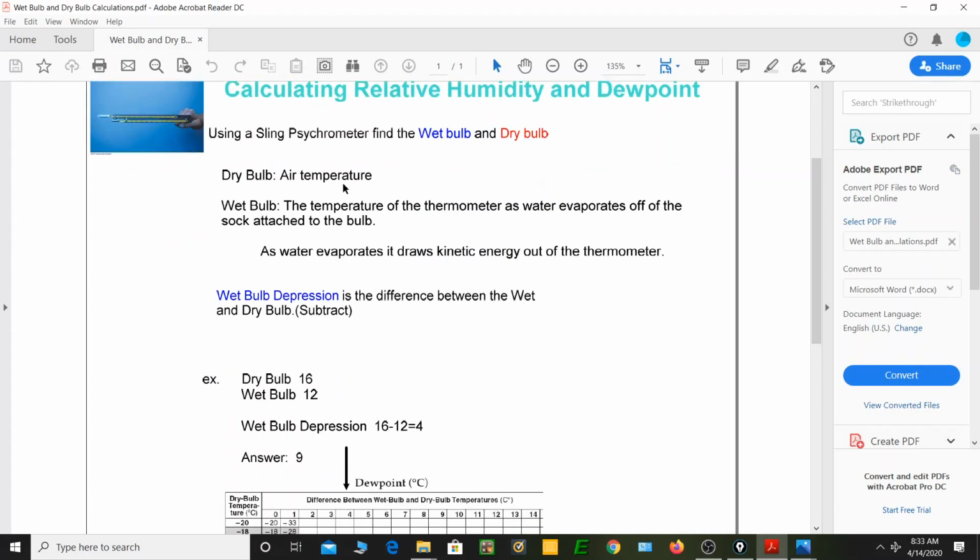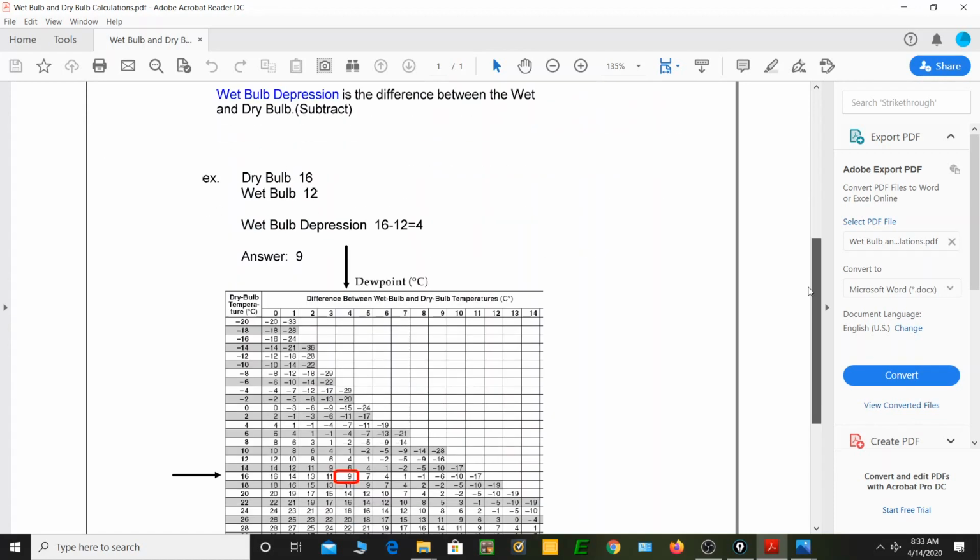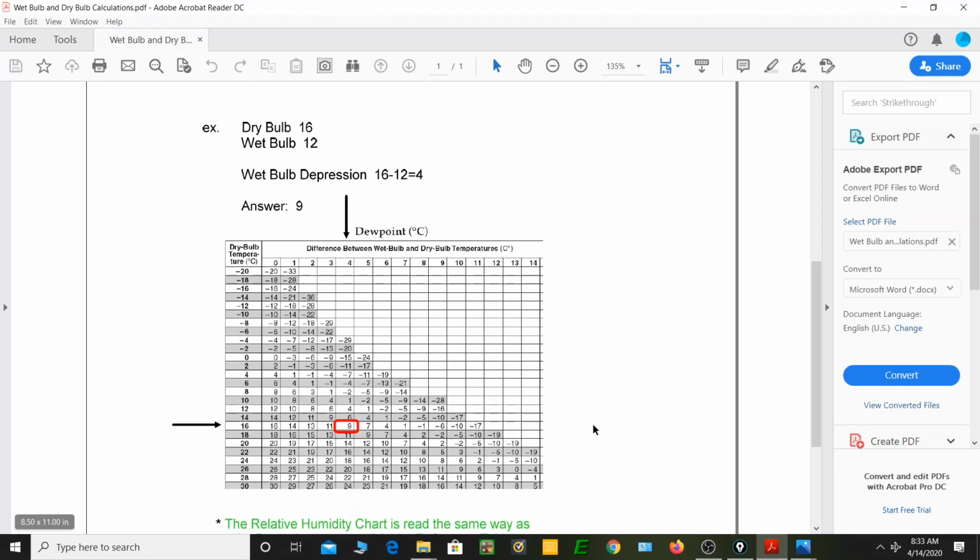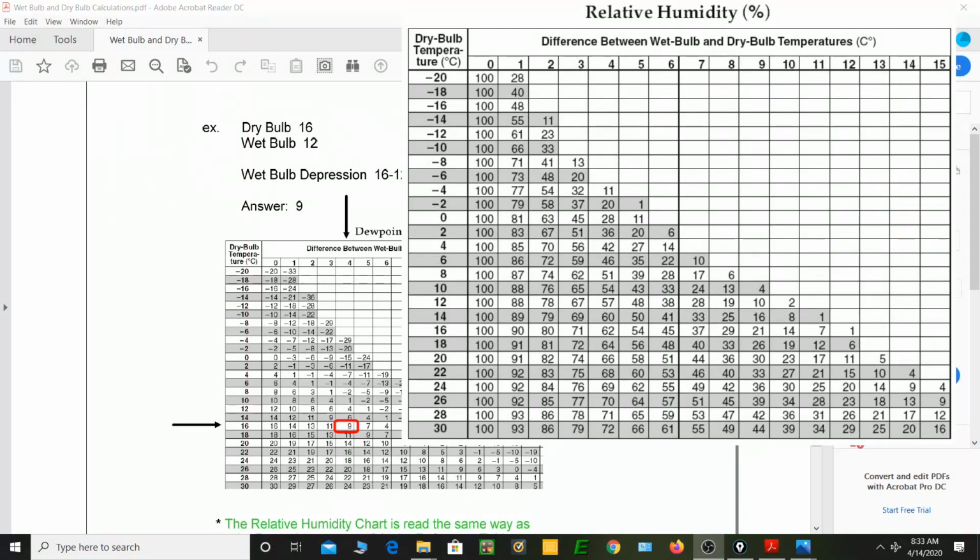So the dry bulb is the air temperature. The wet bulb is the temperature of the thermometer as water evaporates off of the bulb. As water evaporates, it draws kinetic energy out of the thermometer, and the wet bulb depression is the difference between the wet and dry bulb. You simply subtract. So we're going to go down here. Okay, this is a chart in your reference table. Now there's two charts. There's this chart for the dew point, and there's this chart for the relative humidity. They're used the exact same way. You use one chart to get the dew point, the other chart to get the relative humidity, and both of them use the measurements from the Sling Psychrometer, the wet and dry bulb.